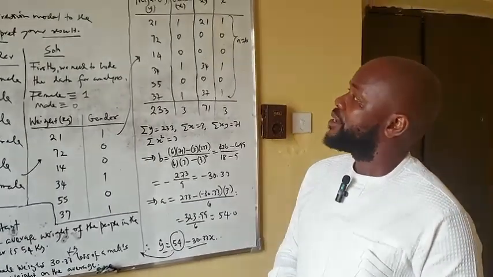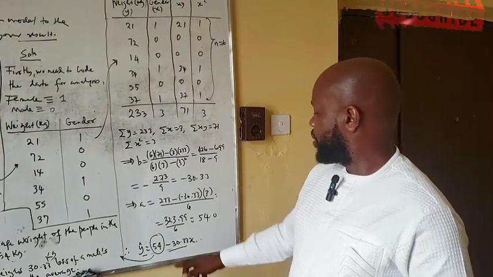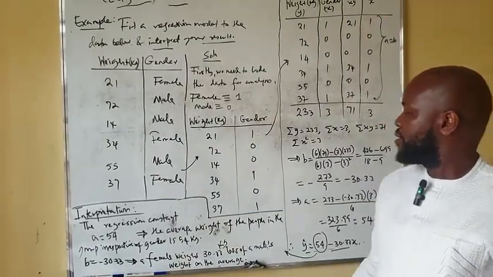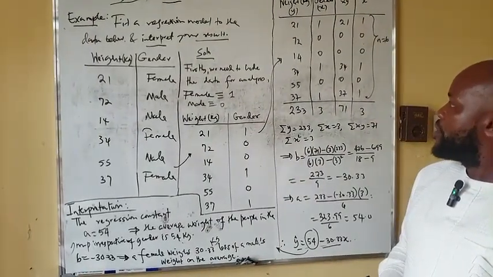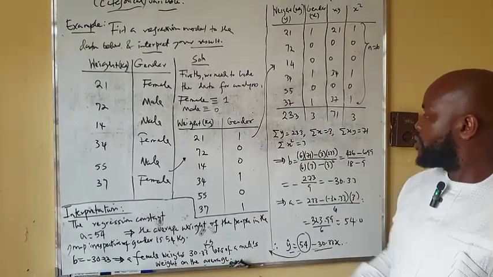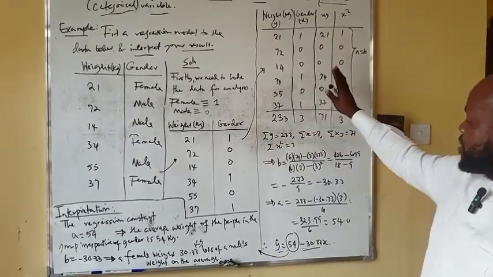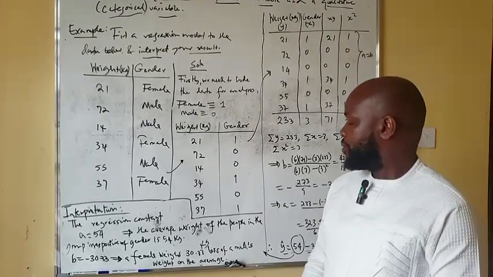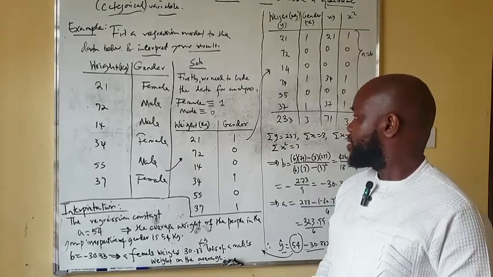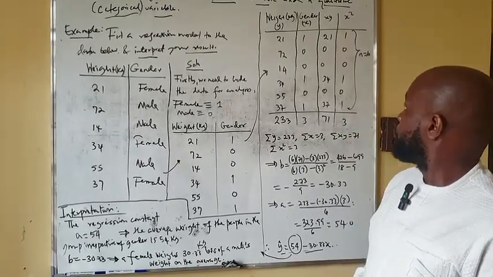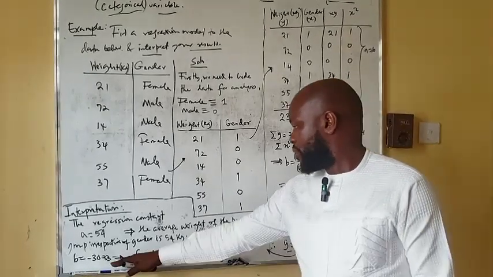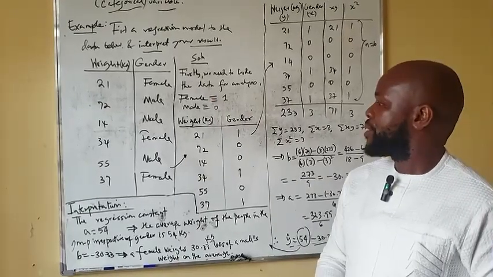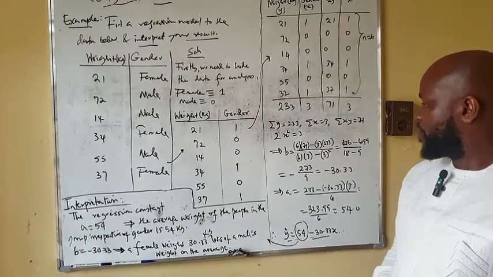So with this, we've been able to fit a dummy regression model by first of all coding the categorical variable with zeros and ones, where dummy means numbers that are 0 and 1. And we've been able to use that information to present this analysis and have a fitted model. And we've given the interpretation of the model: that a man is weightier than a woman by 30.33 kg, and on the average, irrespective of the gender of any person picked here, the average weight will be 54 kg.